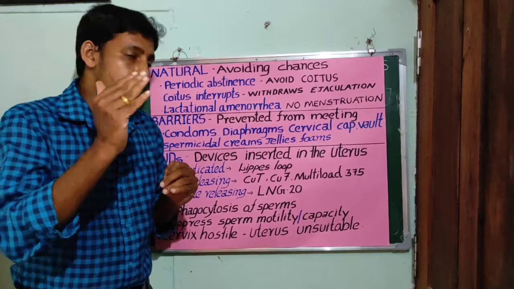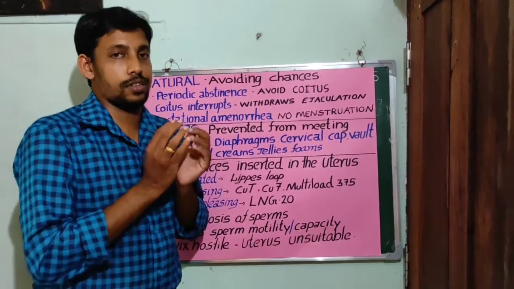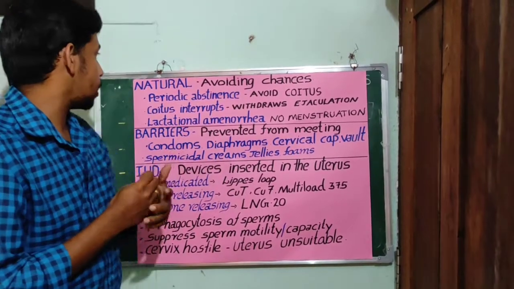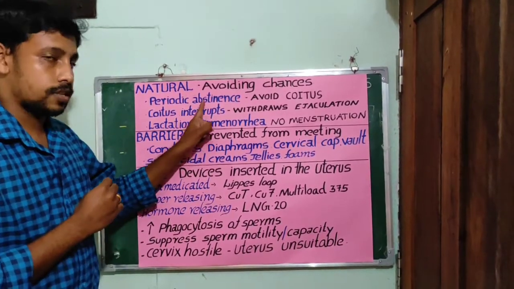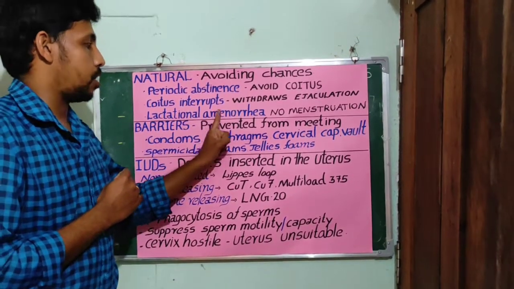So we have just discussed the natural or traditional methods of contraception: periodic abstinence, coitus interruptus, and lactational amenorrhea.